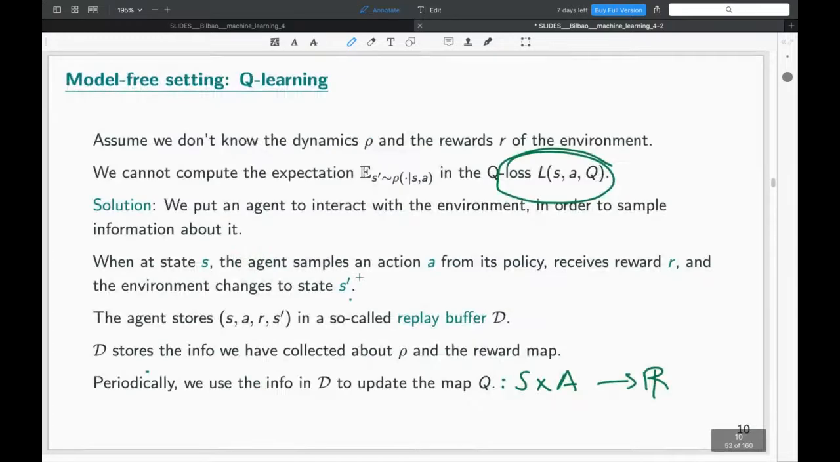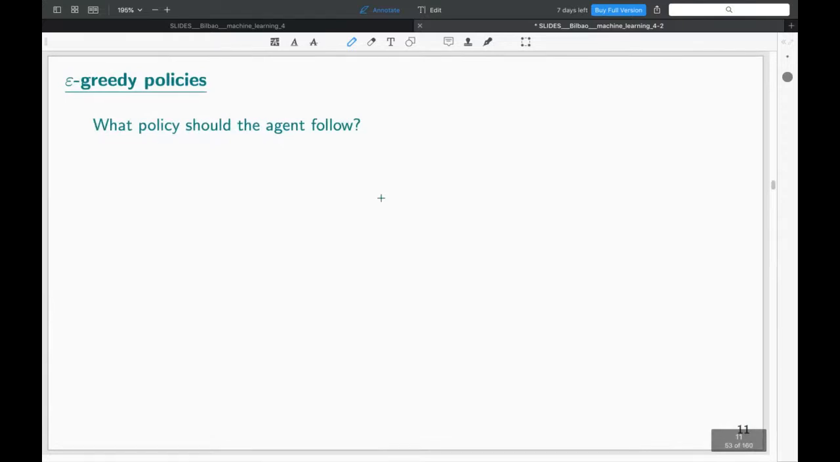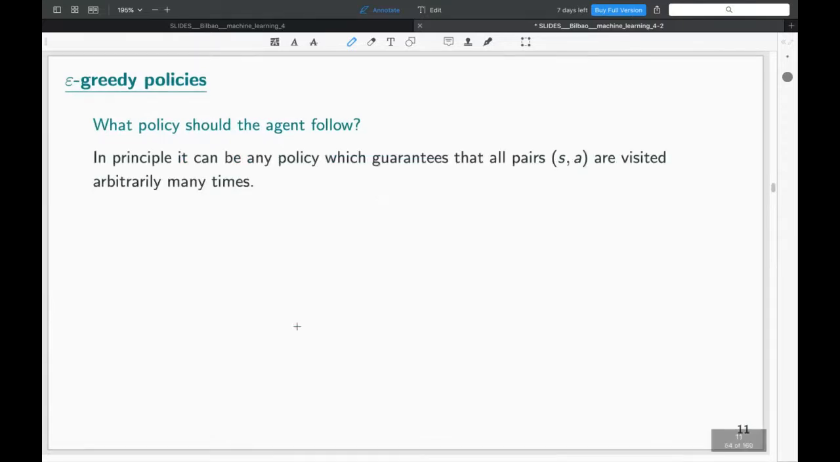Okay, so first of all, this is the overall idea. Now I'm going to describe what policy the agent follows, and then how to do these updates. And this is basically the DQN algorithm once we solve these two questions. So what policy should the agent follow? In principle, it can be any policy, as long as it guarantees that all state action pairs are visited as many times as needed if the process goes on for as long as needed.